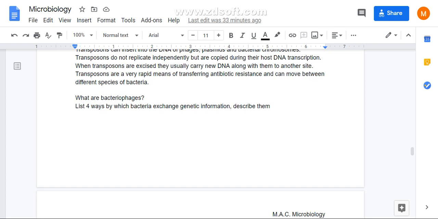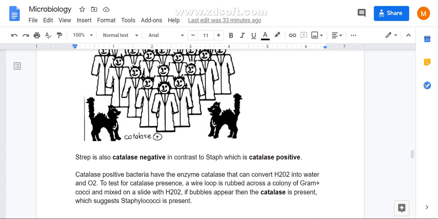Can somebody give me the 4 ways by which bacteria exchange genetic information? Transformation, yes. Transduction, mm-hmm. And the C word, conjugation. Conjugation, and transposon. Yeah, transposon. Alright, so that's that for that.